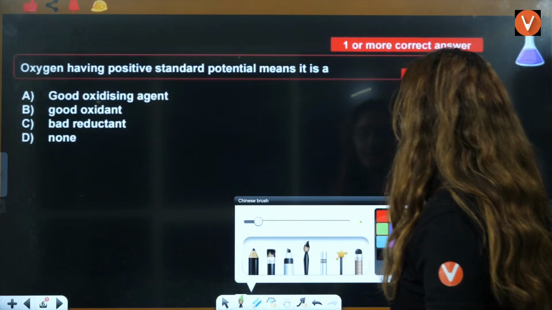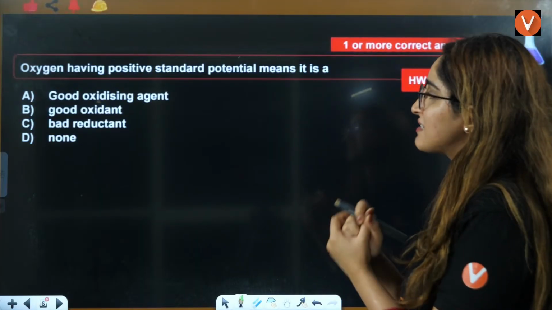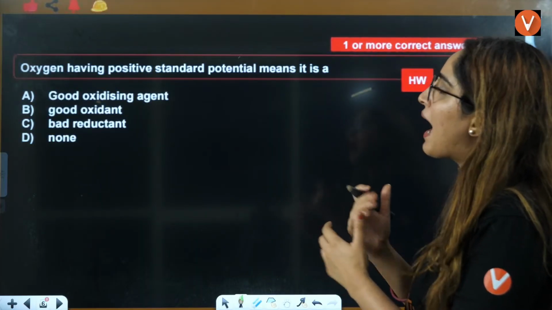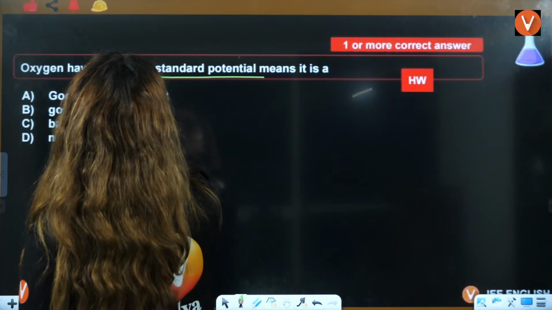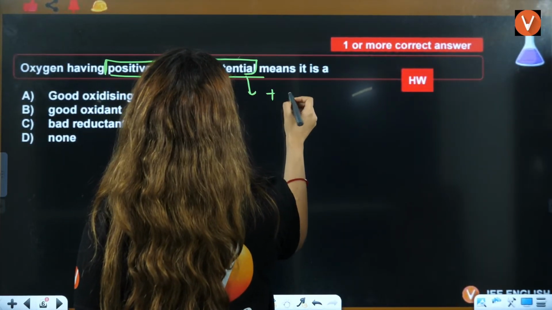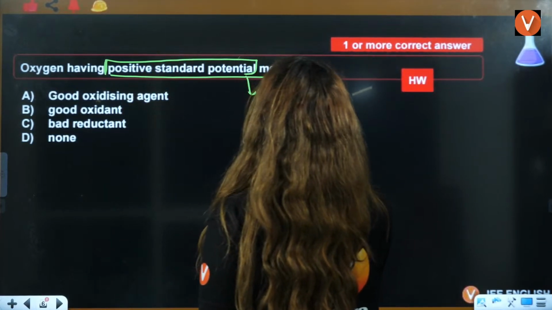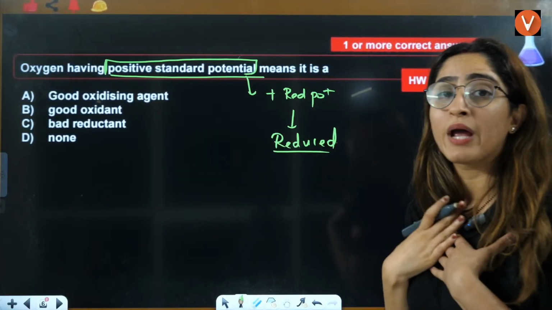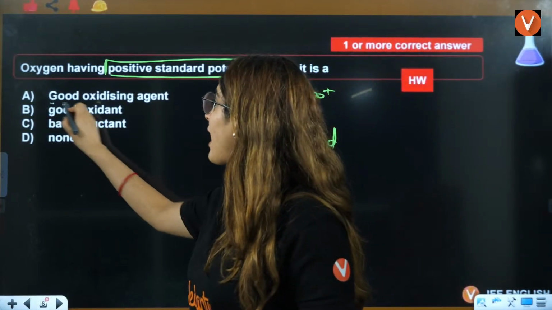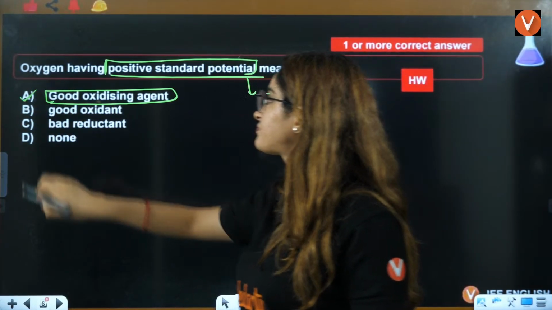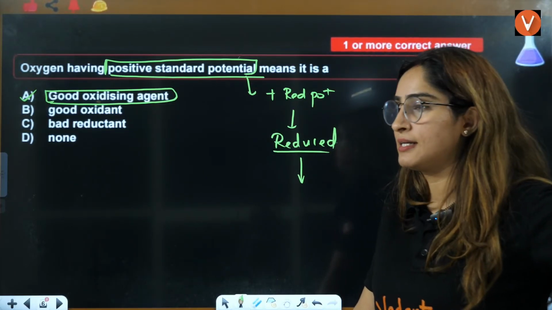And in the first statement, oxygen having positive standard potential means it is a good oxidizing agent, good oxidant, bad reductant. See, positive standard potential means positive reduction potential. That means it would want to get reduced. If someone wants to get reduced itself, it will oxidize someone else. They will be a very good oxidizing agent, right?